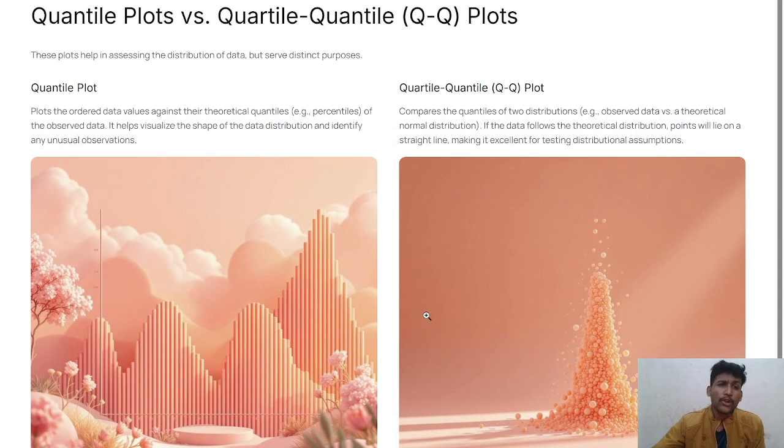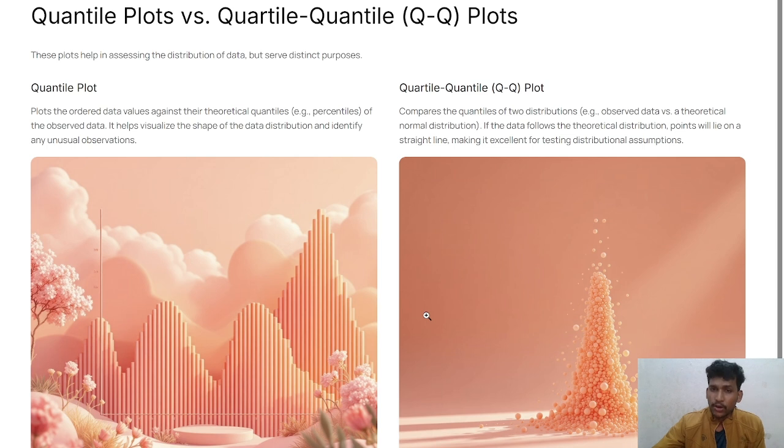Now let's talk about quantile plots versus quantile-quantile, Q-Q plots. These plots help in assessing the distribution of data but serve distinct purposes. A quantile plot plots the ordered data values against their quantiles, e.g., percentiles of the observed data. It helps visualize the shape of the data distribution and identify any unusual observations.